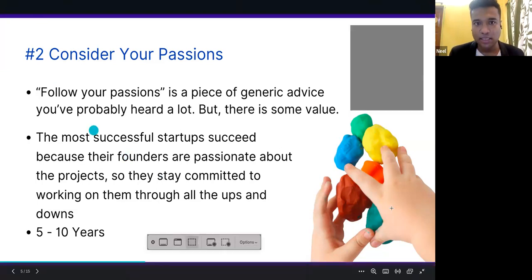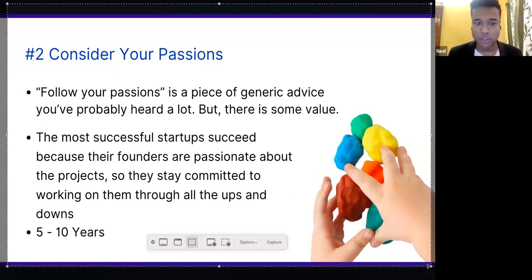So this is the timeline that you are talking about, 5 to 10 years. A lot of ups and downs. It may happen that your family is not supporting you. It may happen that people are ridiculing you. It may happen that everyone is laughing at you. Okay, this will never execute.